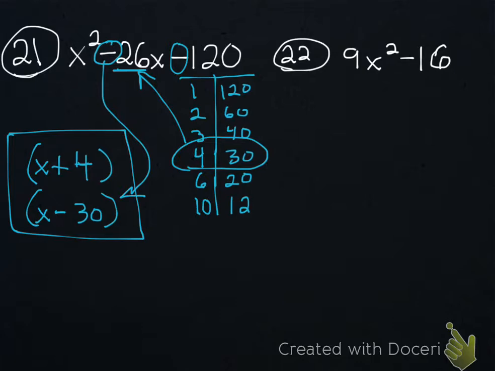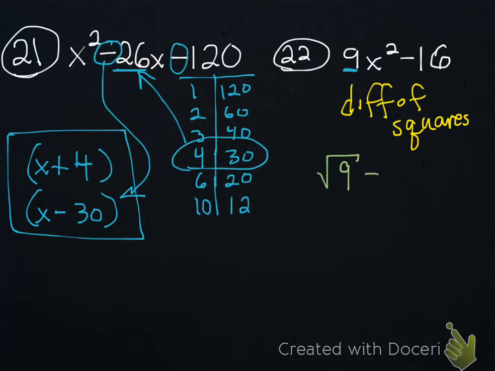Number 22. You may look at this and think it's not simple because the number in front of the x squared is not equal to 1. Remember, earlier I gave you a hint. There's a special case called the difference of squares. In the difference of squares, we take the square root of each of the numbers. So the coefficient of x squared is 9. Square root of 9 is 3. The constant is 16, and the square root of 16 is 4.